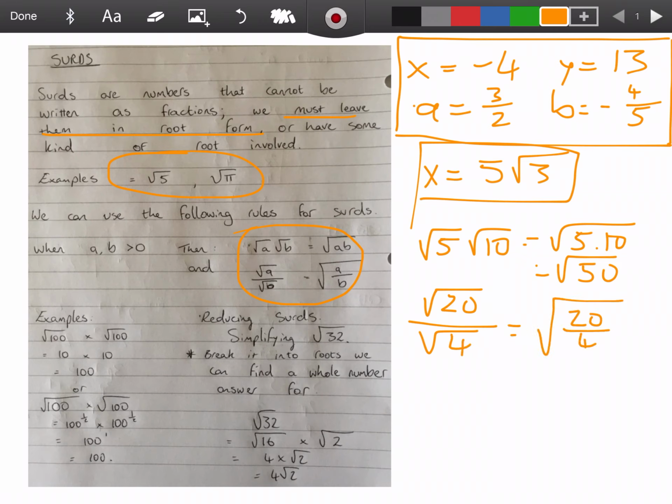So you can see, as I've said here, our top tip for that: break it into roots that we can find a whole number answer for. So you guys are used to using root values on a regular basis now. I'm just going to get rid of this stuff and redo my example up here. So the one that's given to us is the square root of 32. As I said, I don't know what that is off the top of my head.